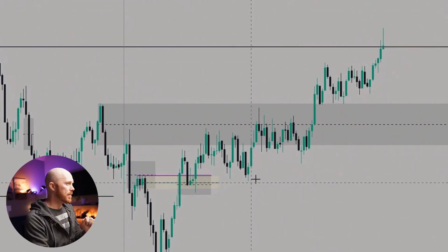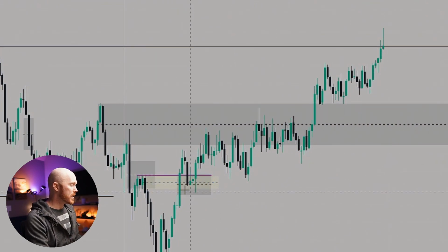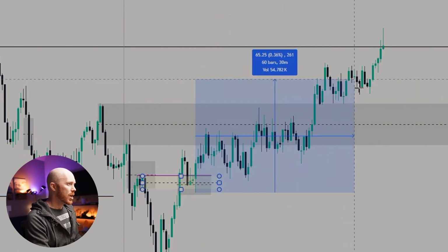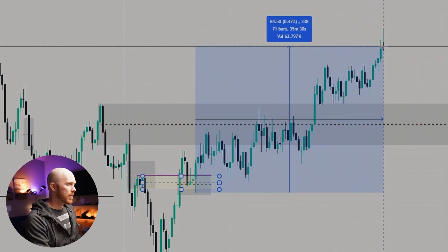And as you can see, from this point on, let's just do a candle here. From this point, from this entry right here to my target, that was 84 handles. That would have been an amazing move. Yes, you would have had to wait 71 bars or 35 minutes, but this was the move that I missed because I didn't filter through all the different time frames.